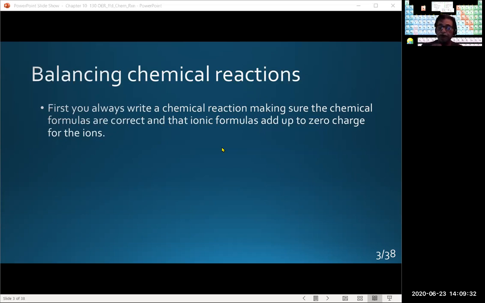So we need 2 chlorides for every calcium ion, and hence the formula is CaCl2. Okay, so we have to be able to write the formula correctly.